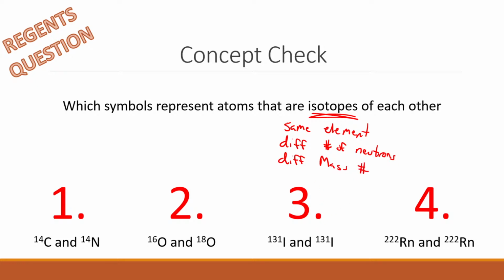Looking at my choices, I'm looking for the same element. Right, so this one's out. These ones are still in. But I need a different mass number, which eliminates choice 3 and choice 4, because those mass numbers are the same, leaving us with only choice 2 as our acceptable answer.